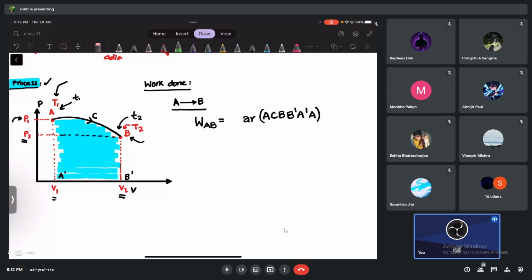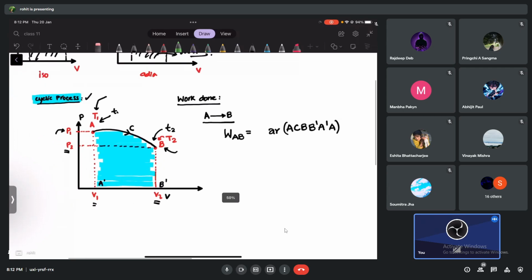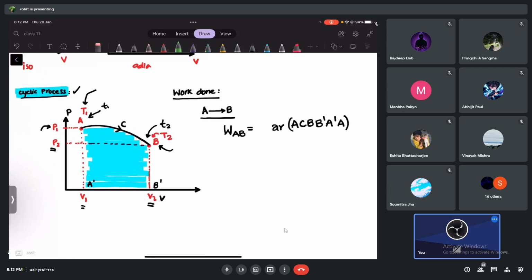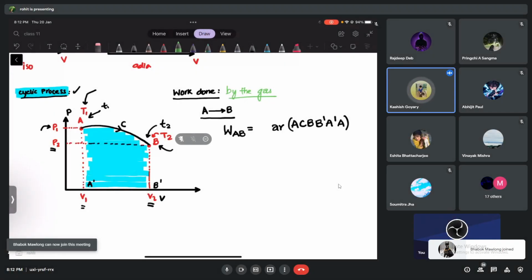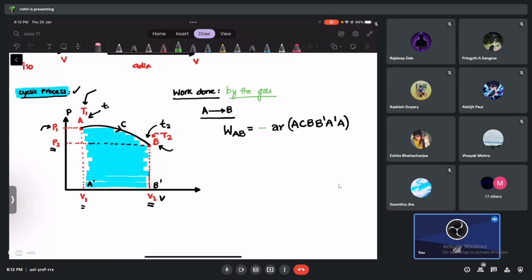By the way, one more thing, what do you think, is this work done positive or negative? Work done by the gas, what do you think, is the gas expanding or not expanding? It is expanding, no? So the work done is by the gas, and it is going to be positive. If you remember, this is what we did last time.